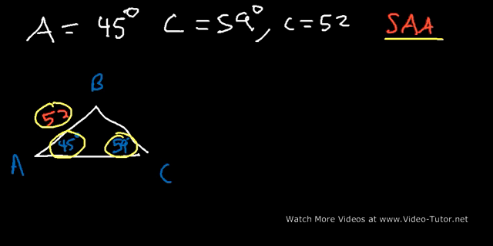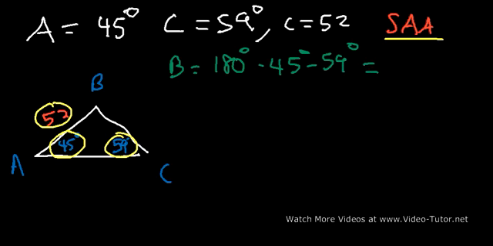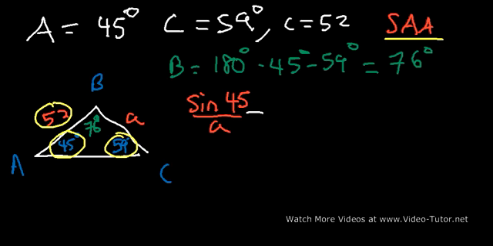The first thing I would do is find the missing angle. The three angles have to add up to 180, so angle B is 180 minus 45 minus 59, and that is equal to 76 degrees. So that's angle B. And then you could find the missing sides. So let's find side A. Sine of angle A, which is 45, divided by side A, is equal to sine of angle C, 59, divided by side C, which is 52.